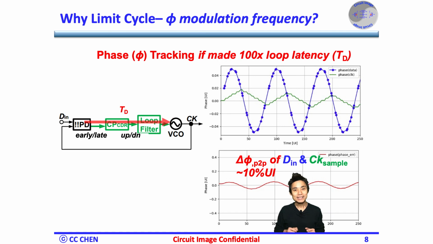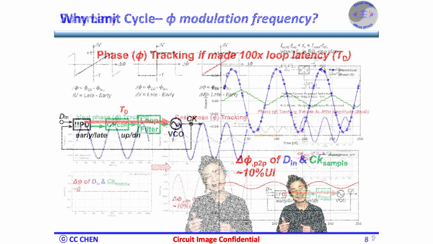Please be advised that this phase error is just an example for a specific value of loop latency. With other values of loop latency or even other settings, the dynamic behavior could be much different and the phase error could be even worse. We'll describe the latency of the bang-bang CDR in depth in another video later.